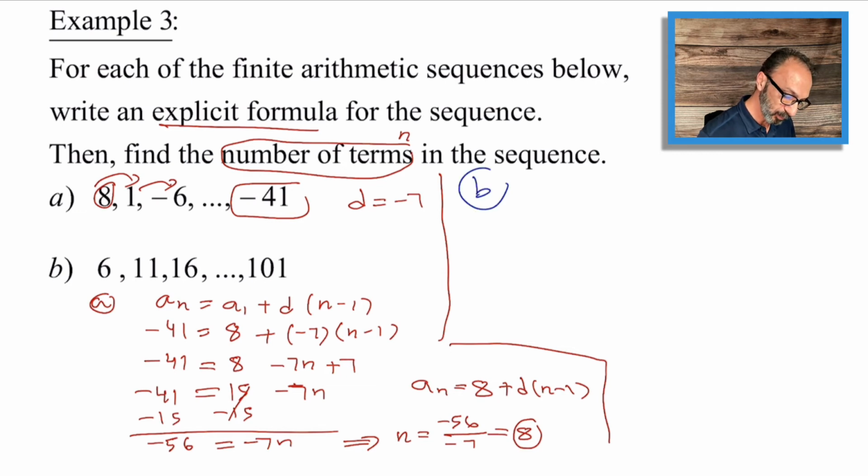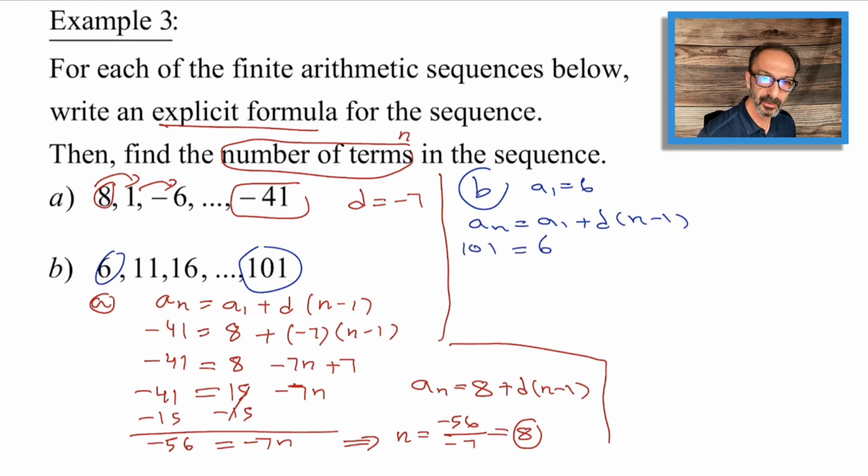we have a sub 1 is 6, as you could see, and the last term is 101. So a sub n equals a sub 1 plus d multiplied by n minus 1. 101 will equal 6 for a sub 1 plus d. Let's find d. Going from 6 to 11, we are adding 5. Double check, from 11 to 16, yes, we are adding 5.